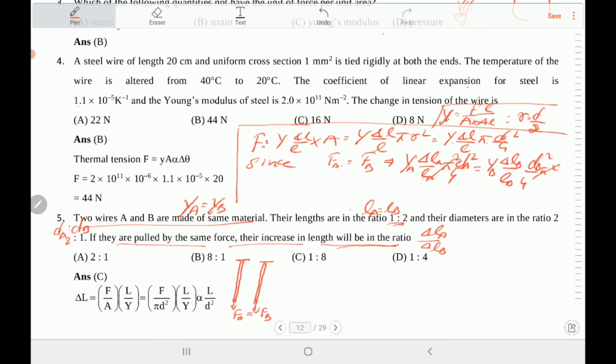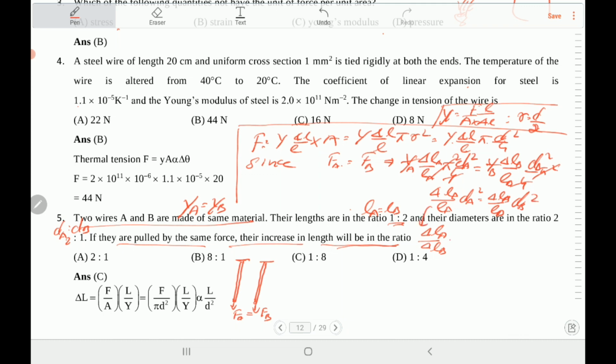You need not write this. I am showing this calculation. Don't try this again and again. Try all this in mind. And YA equals YB, because that's what he says in the given problem. Therefore, you are left on the left side with delta L for A, L of A, diameter of A squared, and that equals delta L of B, LB into diameter of B whole squared. Now you continue from here.